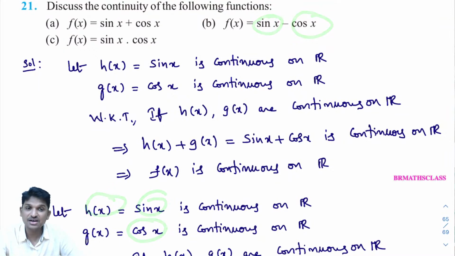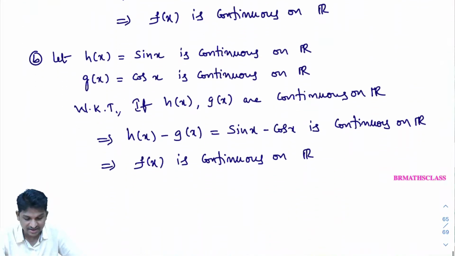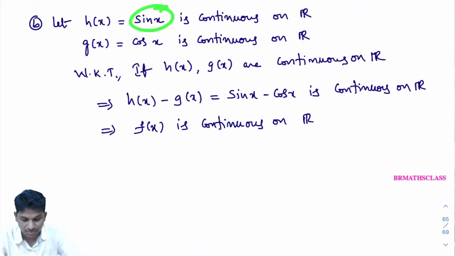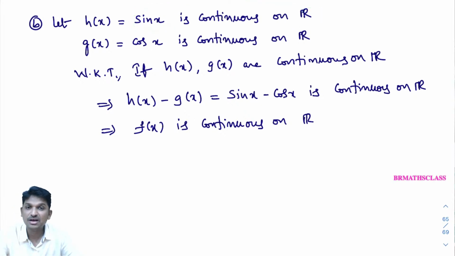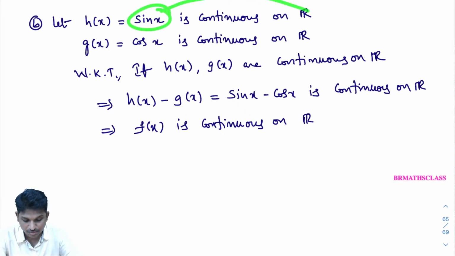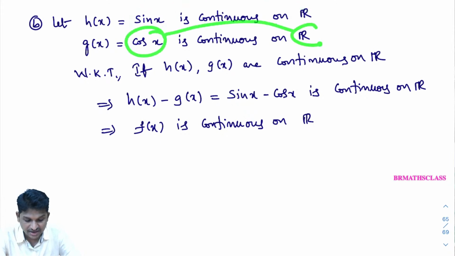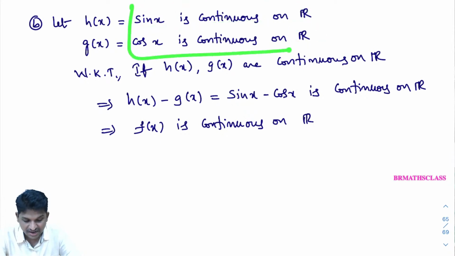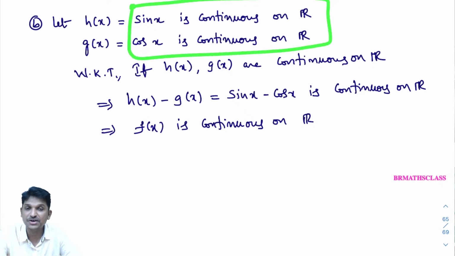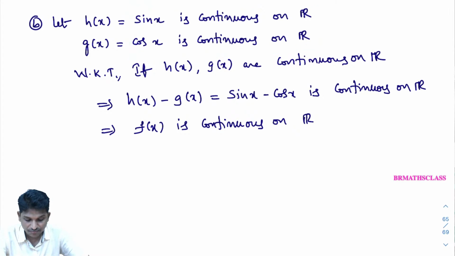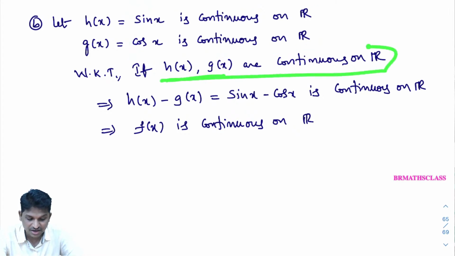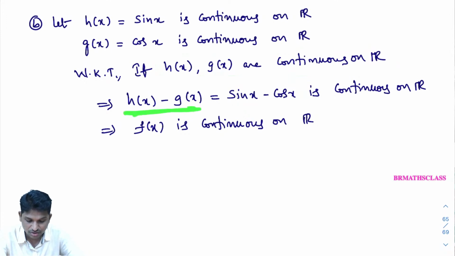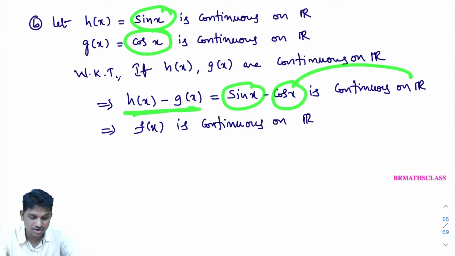Okay, from last class what you know? You know that sin x is a continuous function on all real numbers, on its domain. The domain of sin x is all real numbers. The domain of cos x is all real numbers. We know this point from the last class. All trigonometric functions are continuous functions. So sin x is a continuous function, cos x is also a continuous function. We know from the theorem, if h of x, g of x are continuous on real numbers, then h of x minus g of x, where h of x is sin x and g of x is cos x, sin x minus cos x is continuous on R.